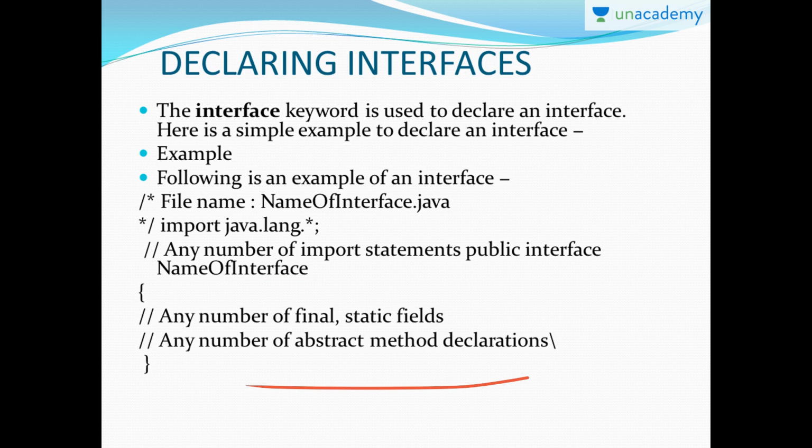As I've told you all, there would be no instance fields, so we will have final and static fields and any number of abstract method declarations and the name of the interface. This could be user defined, it could be anything. While saving it, we save it as a .java file, and java.lang is the package which we need to import. Okay, so this is just the introduction about interfaces, and this is the declaring. We will learn about interfaces much more deeply in the next video.